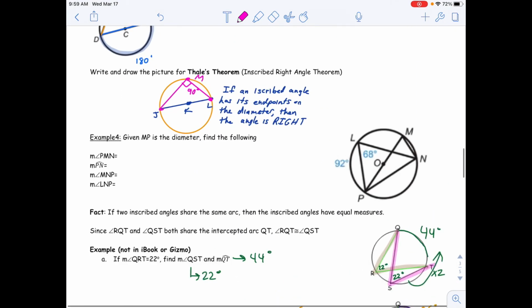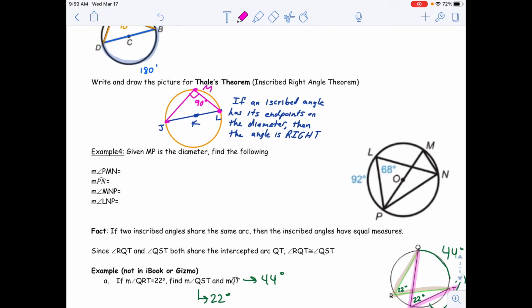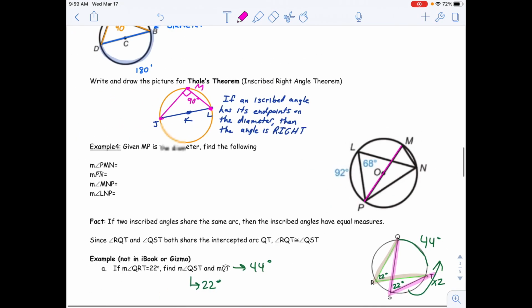All right. Last problem. We're just going to find a bunch of things right here. We're given MP is the diameter. We're going to find the following. So MP is the diameter. Let's see what we can immediately find from there. The measure of angle PMN.